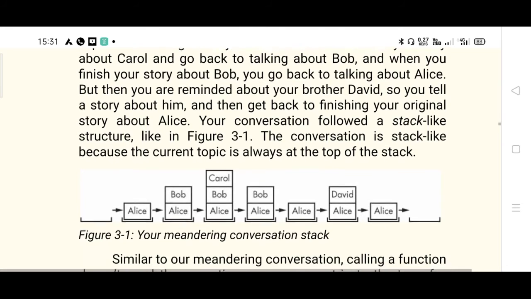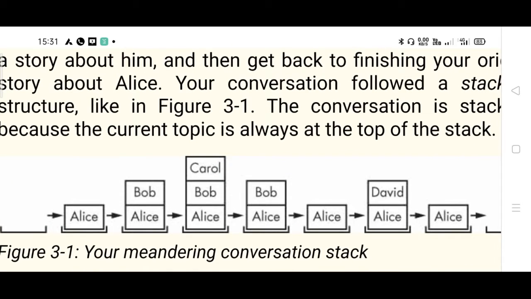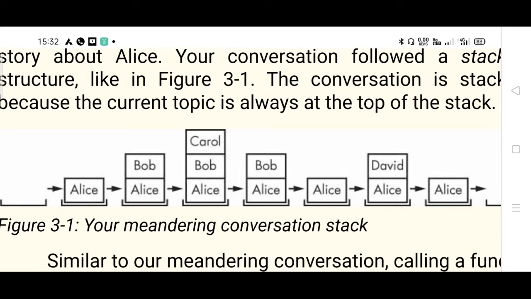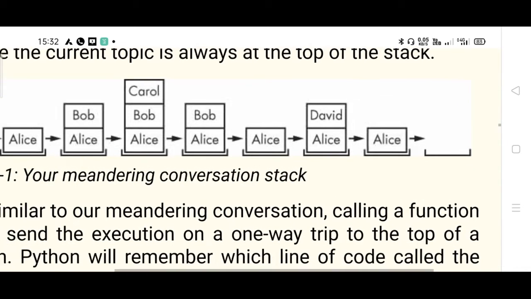So this is how the relationship to a stack works, a last in first out scenario, isn't it? First you start talking about Alice, then Bob, then followed by Carol. You finish talking about Carol, next you come back to Bob, then Alice, and so on. Then you start talking about David, you finish talking about David, you again talk about Alice, and so on. This is the normal scenario, isn't it?